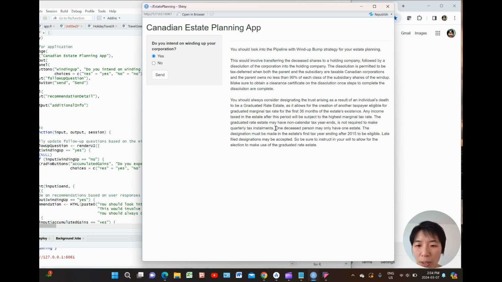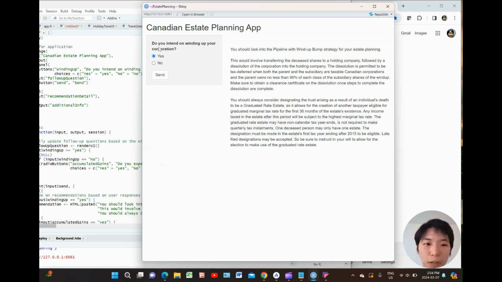So here, I want to differentiate between late-filed designations and the first year of the estate to designate. You could file late and CRA may accept it, because I have done it before, but you need to file in the first tax year, meaning you haven't filed in this estate's name before in some other instance that is filed without a designation. Clear? So be sure to instruct in your will to allow for the election to make use of the graduated rate estate.